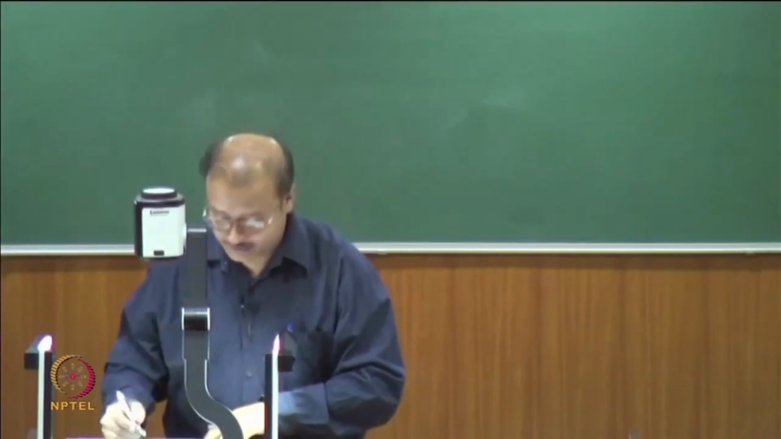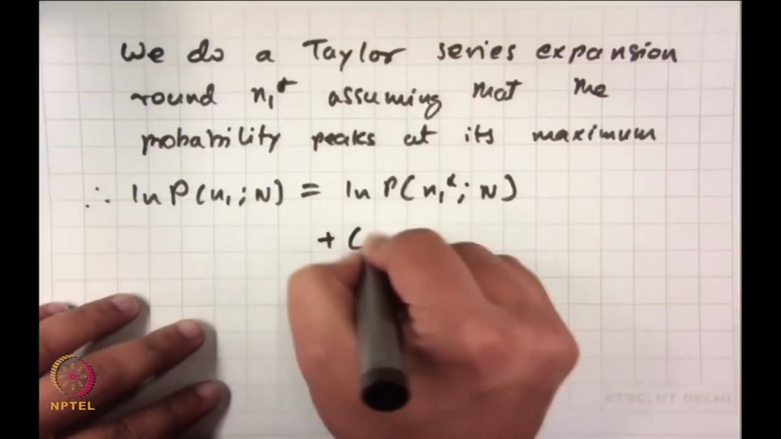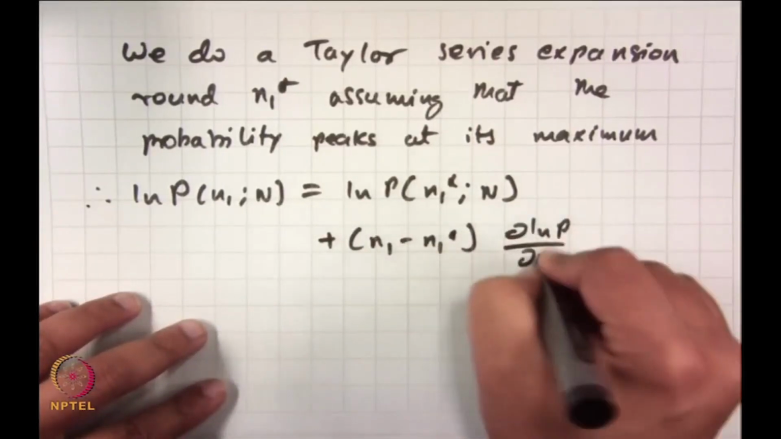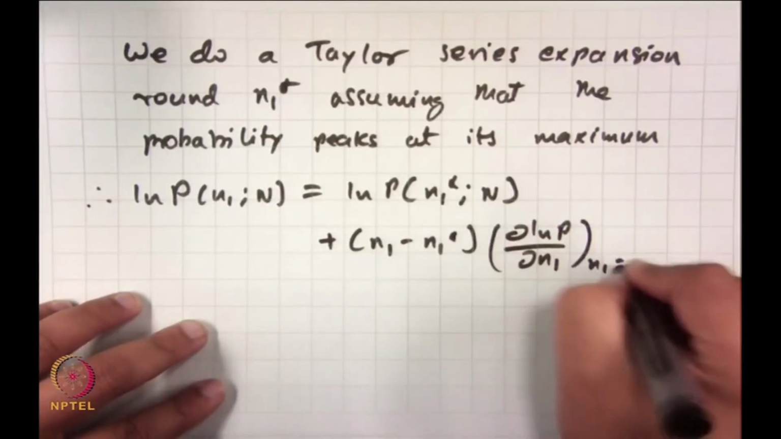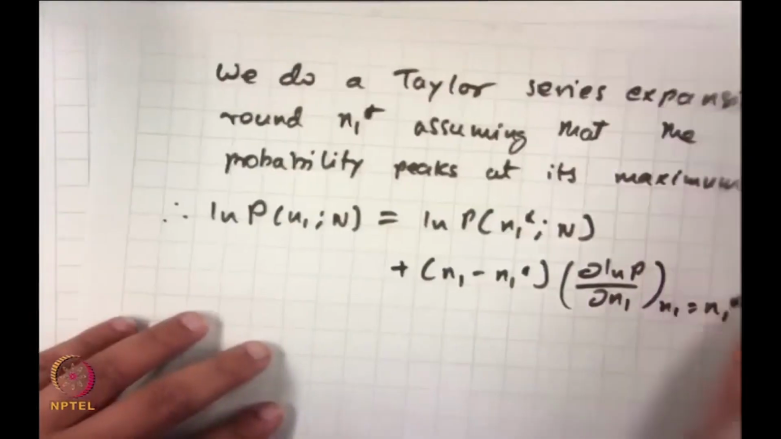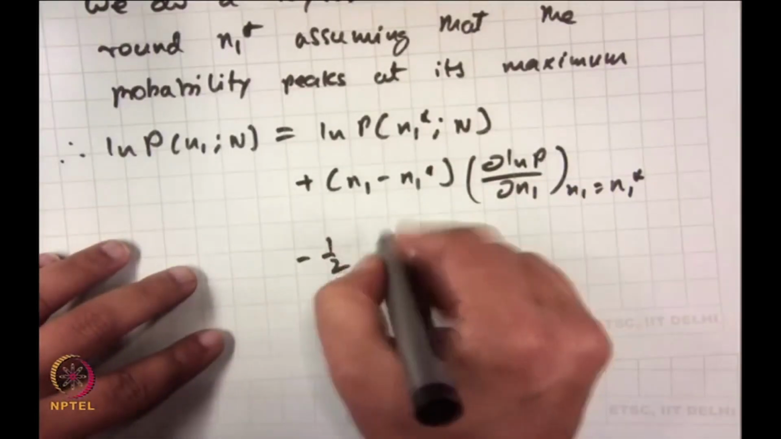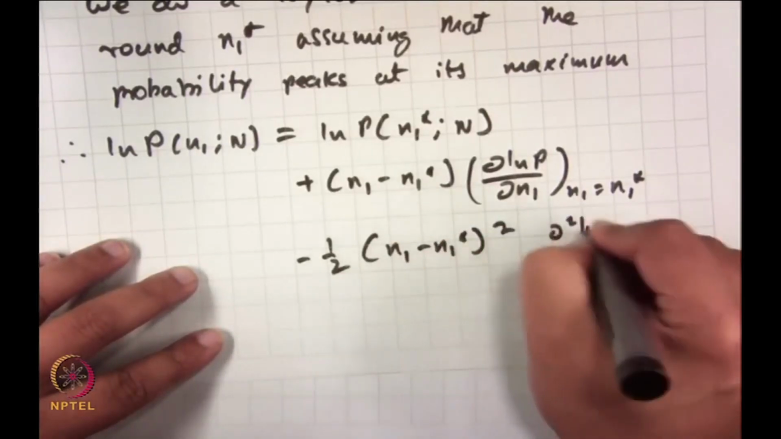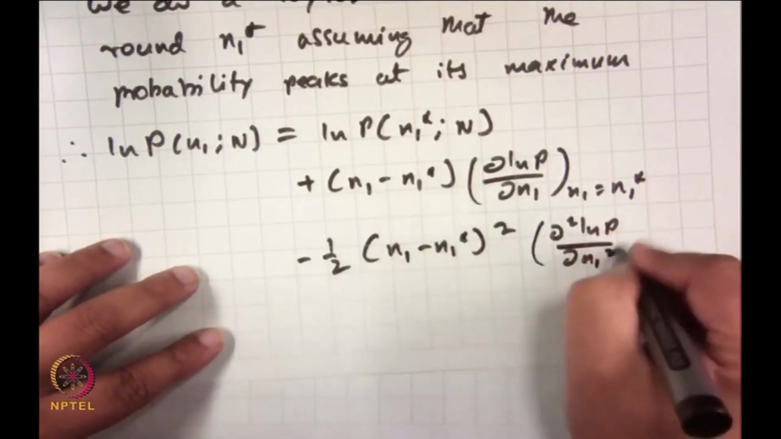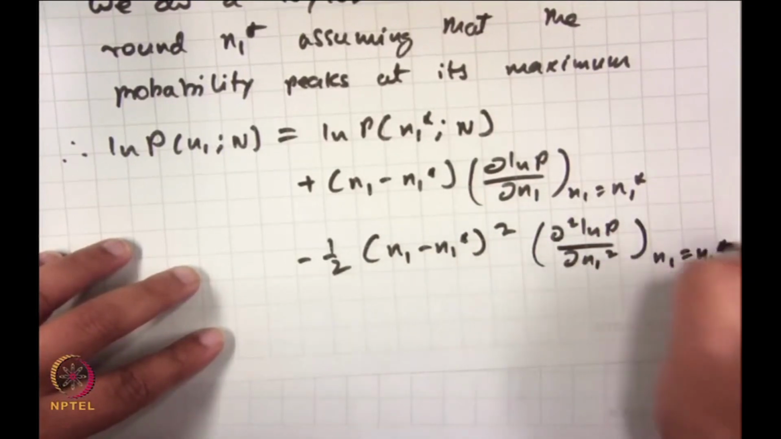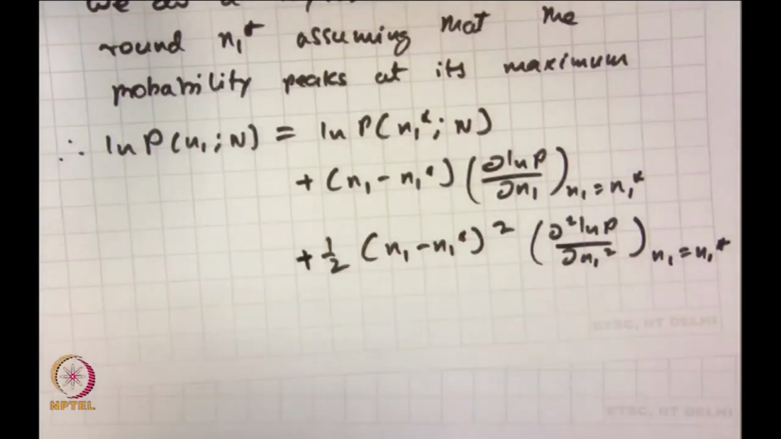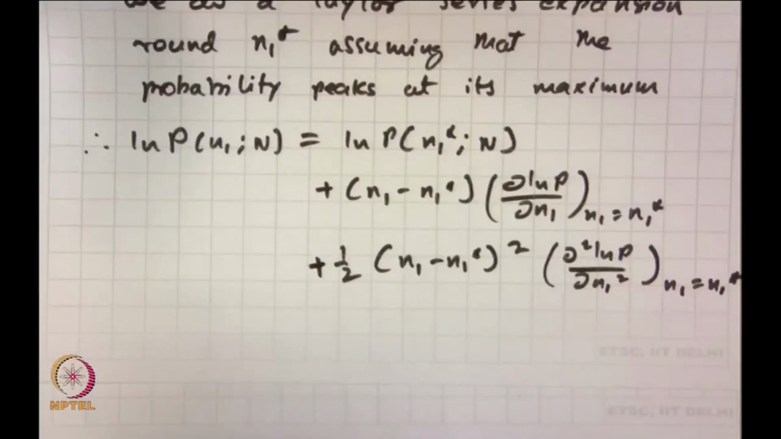So, this becomes plus n 1 minus n 1 star del ln p over del n 1, at n 1 is equal to n 1 star, minus half n 1 minus n 1 star squared del 2 ln p over del n 1 squared, at n 1 is equal to n 1 star. Now, that is essentially where you are doing it. Okay, you are doing the Taylor series expansion like this. All are positive quantities.